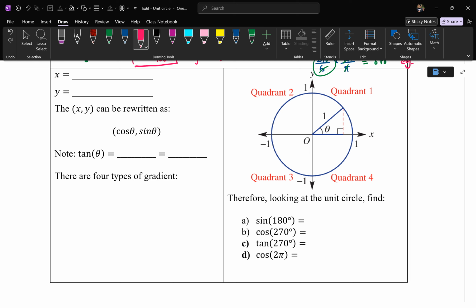A unit circle, we always measure the starting point right here. Okay, so it's on the right-hand side. This is where 0 degrees is and 0 radians begin.